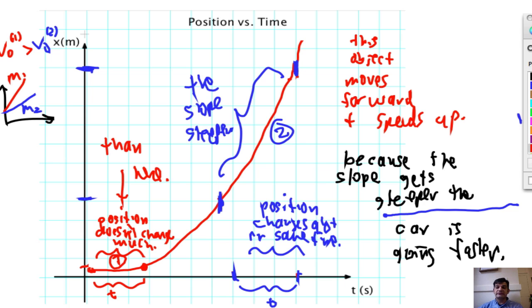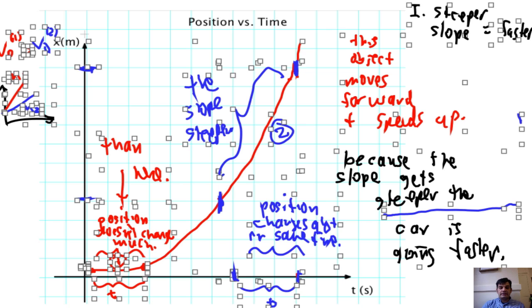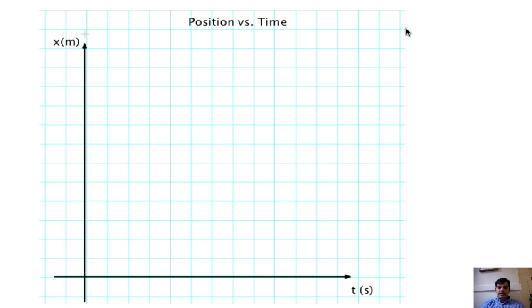To kind of sum up this particular point here, what I would say is this. So the first point we're making here is steeper slope equals faster. Okay. Now, based on this whole idea here, what I want to actually talk about is, let me rewrite that point. So our first point is steeper slope means faster.